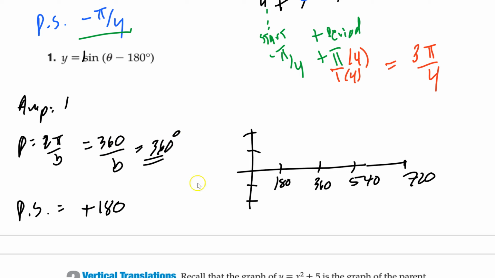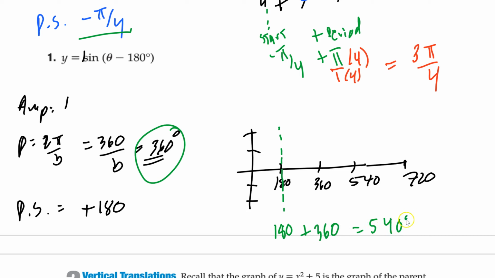Let's start at the phase shift, 180, so we're going to start at 180. Just like always, since I'm starting with 180, if you want to figure out where you end, you have to add the period, which in this case is 360. 180 plus 360 is 540. So I'm going to end there. Other than that, it's a normal sine graph. Sine starts in the middle, ends at the middle. Halfway is the in between spot. In between these two is my highest point. In between these two is my lowest point.